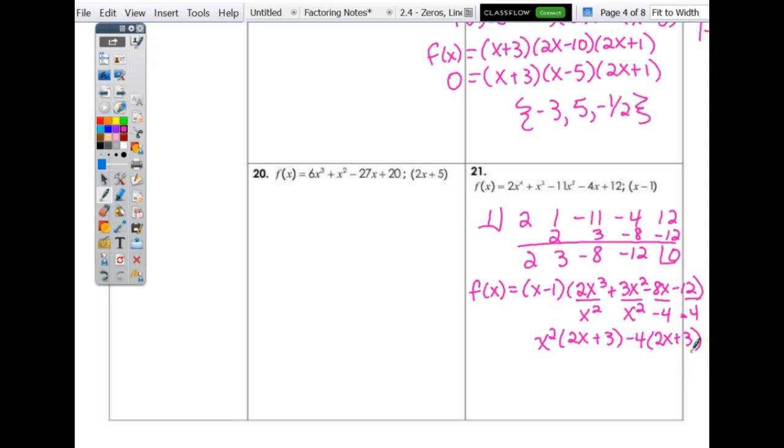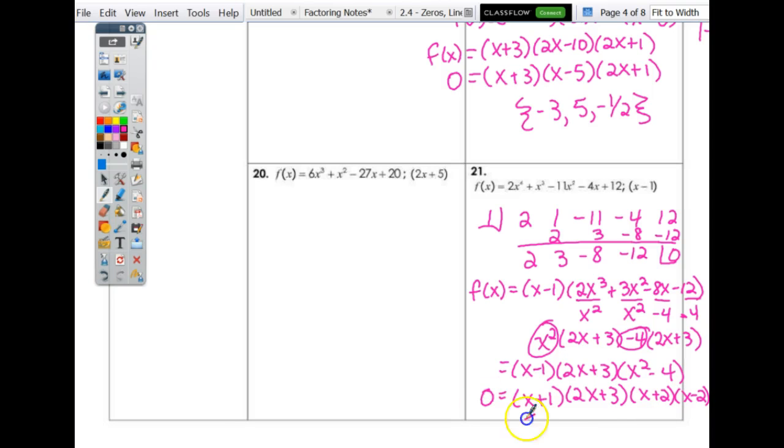So here's my function. I have x minus 1. I have 2x plus 3. And then I have x squared minus 4. And what happens with the x squared minus 4? One more time. So my zeros are negative 1, negative 3/2, and then plus and minus 2.